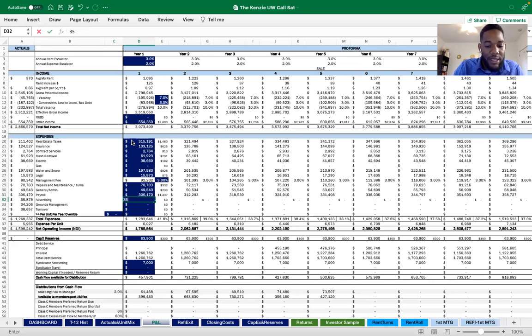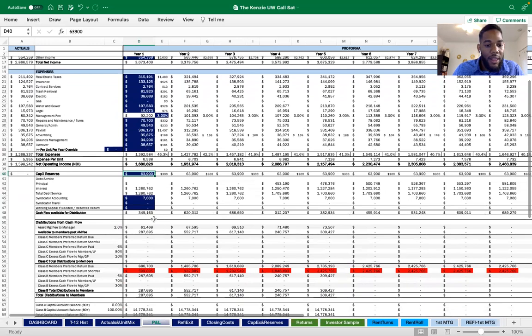So for advertising, we'll keep that the same as well. Grounds maintenance, keep that the same. And turnover we'll keep the same as well. All right. So for our CapEx reserve, we're assuming $300 per unit per year for CapEx reserves. That's what we'll do. Then I just have something budgeted in here for syndication accounting, right?